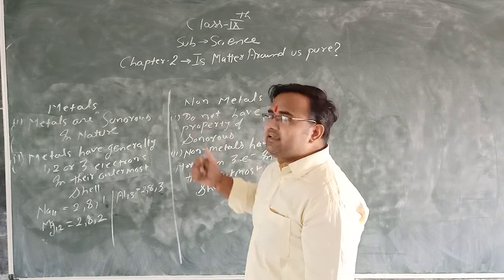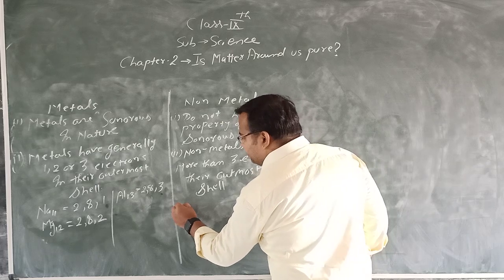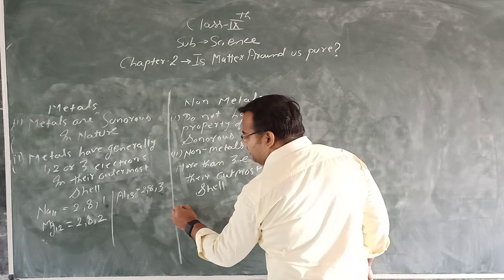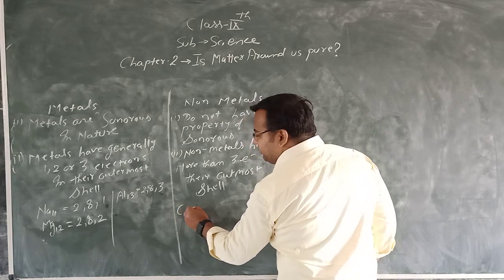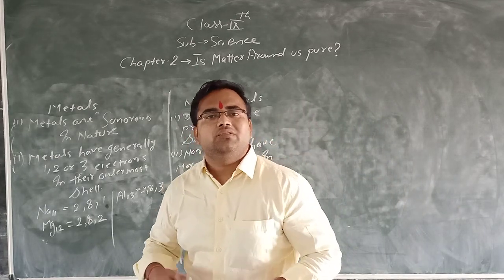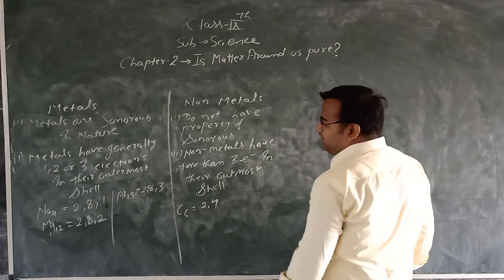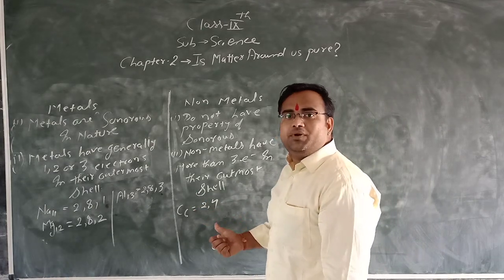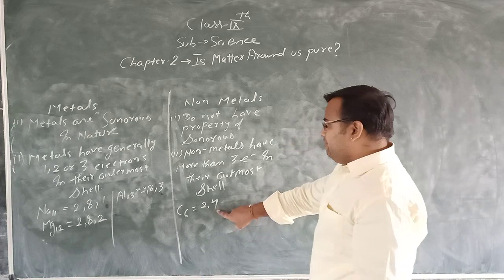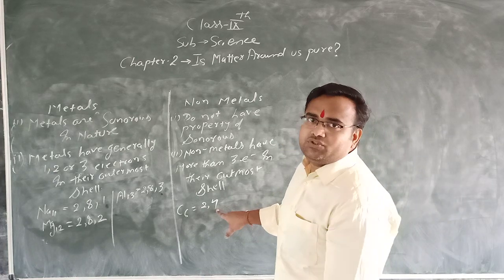We can take an example of a non-metal like carbon. Carbon has atomic number 6. So the electronic configuration of carbon will be 2, 4. See, non-metals have more than 3 electrons in their outermost shell.